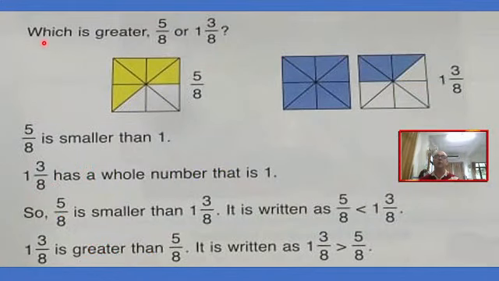Okay, so which is greater, 5 over 8 or 1 and 3 over 8? If you remember last year, this is a mixed fraction because we have a whole number and the fraction.